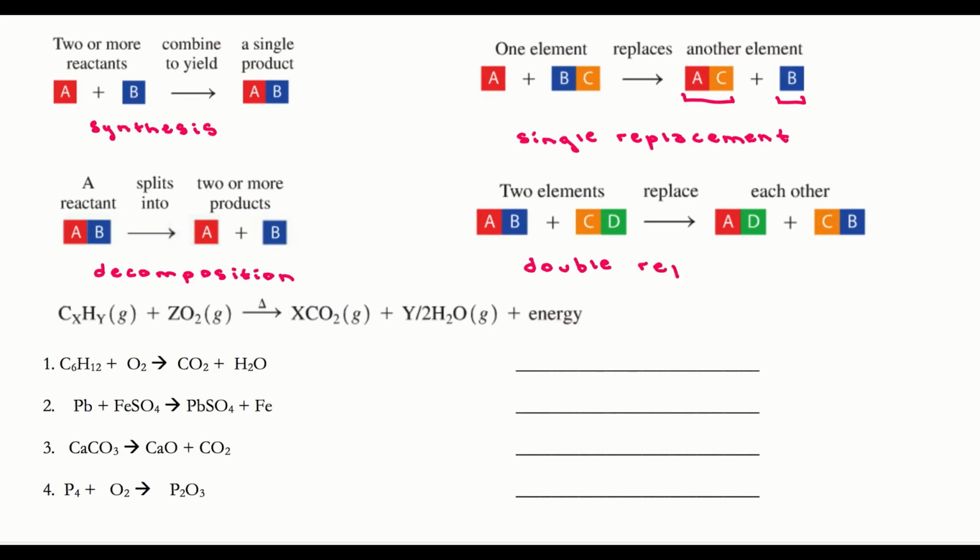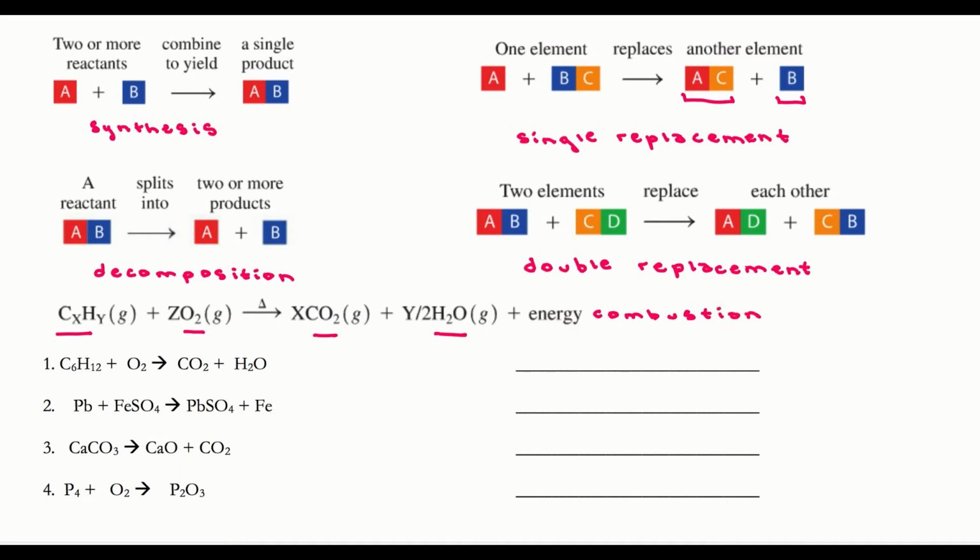Okay, and for the last type of reaction, I have what is called a hydrocarbon. It reacts with oxygen and it forms carbon dioxide and water. So whenever you see a hydrocarbon reacting with oxygen to form carbon dioxide and water, we know that that is going to be a combustion reaction. All right, so let's actually identify the reactions below.